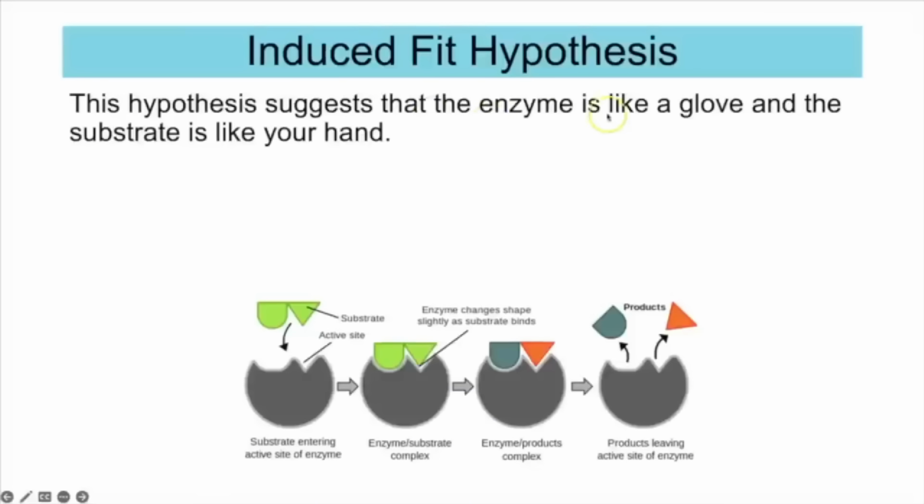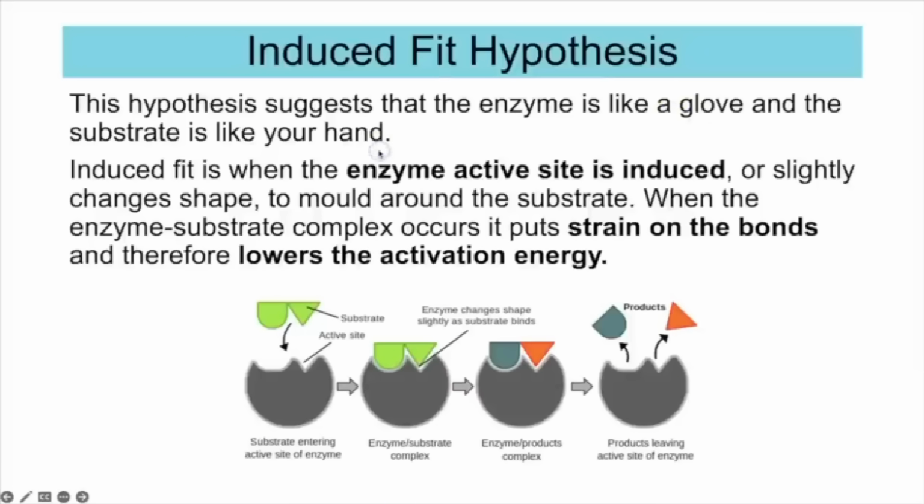And this one suggests that an enzyme is like a glove and the substrate is like your hand. And by that we mean the glove and the hand are not perfectly complementary in shape until you put your hand inside the glove. So the induced fit model is when the enzyme active site is induced, meaning it's caused to change shape around the substrate.